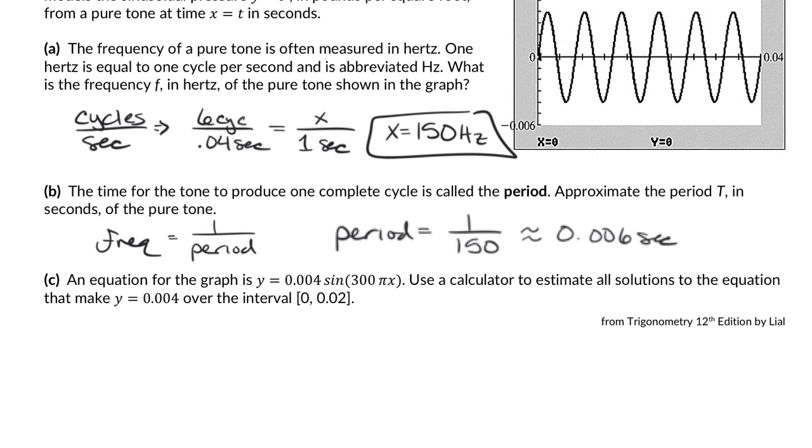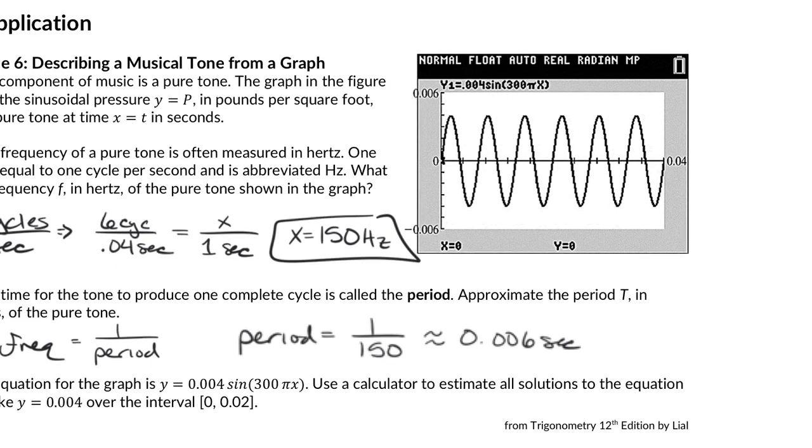An equation for the graph is y equals 0.004 sine of 300 pi x. Use a calculator to estimate all solutions of the equation that make y equal to 0.004 over the interval from 0 to 0.2. We are asking, basically, where the outputs would be equal to 0.004. How many times in this image does our graph touch that particular level?